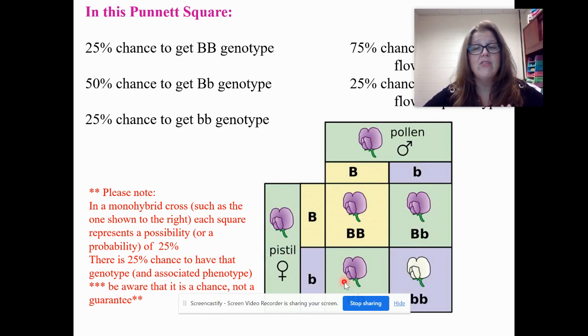3. So we actually have a 75% chance to get purple flowers. 25% chance to get the big B, big B, 50% because there are 2 with the big B, little b, heterozygous. So 50% chance to get that genotype, but 75% chance to get the phenotype of purple flowers.